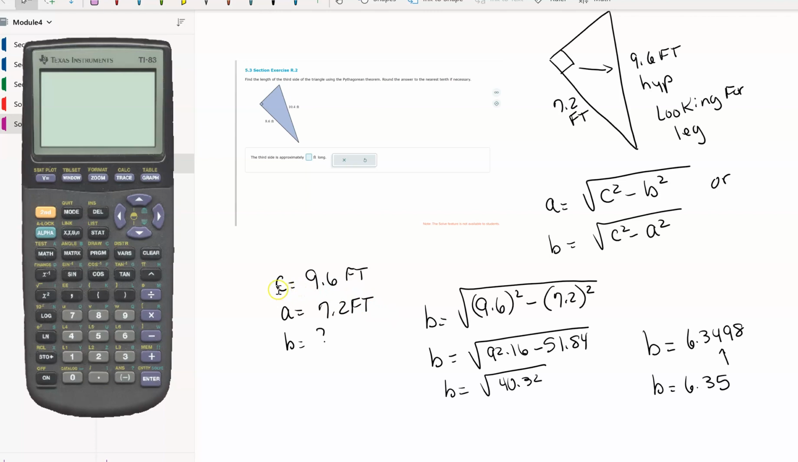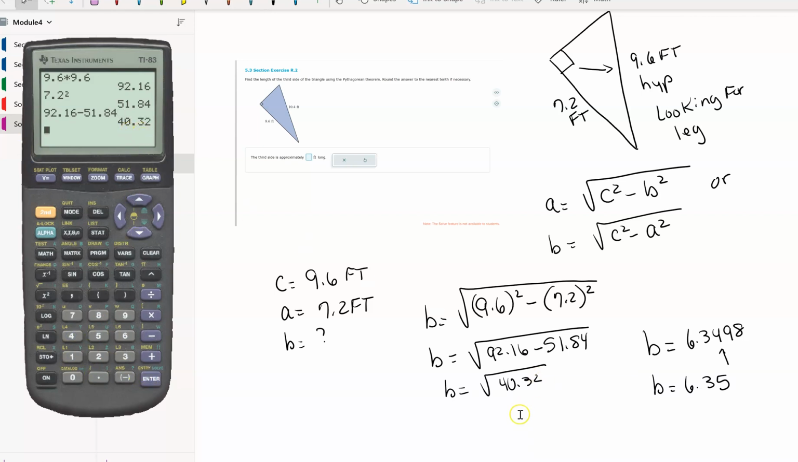One note is that the hypotenuse is always the longer side, so you're not going to have a shorter measurement on the hypotenuse. So I'm going to square the 9.6, square the 7.2, subtract them, and take the square root. So 9.6 times 9.6 is 92.16. 7.2 squared is 51.84. Now I subtract, so 92.16 minus 51.84.